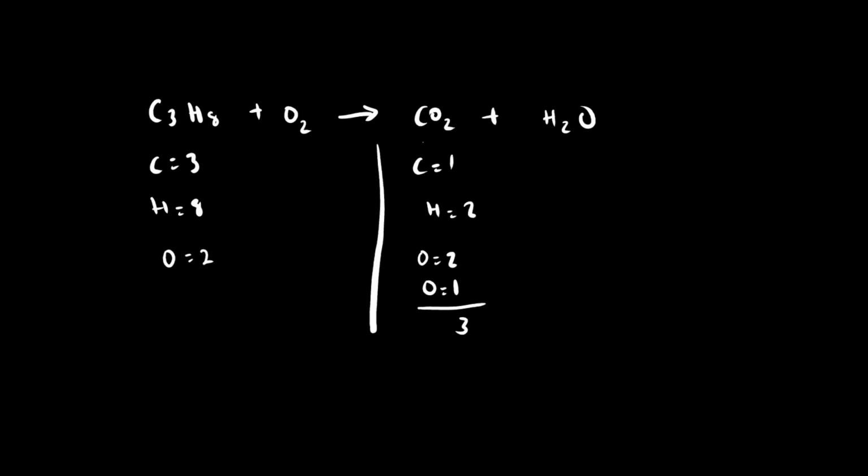Let's balance the carbon first. Least common multiple of 3 and 1 is 3, so let's introduce a coefficient of 3 in front of the carbon dioxide, and we now have 3 carbon on the right and now we have 6 oxygen as part of the carbon dioxide, so a total of 7 oxygen.